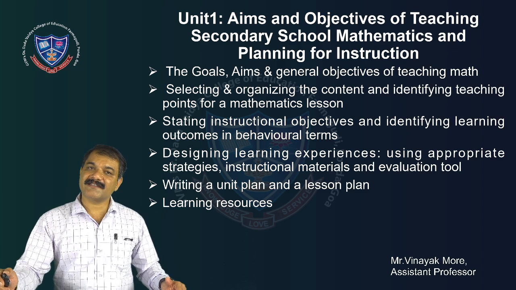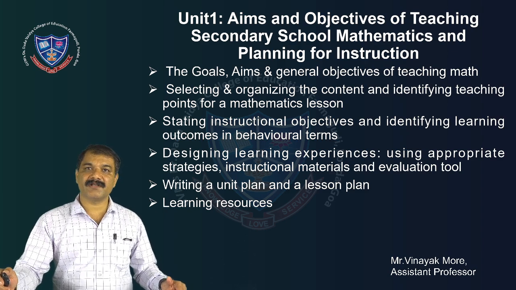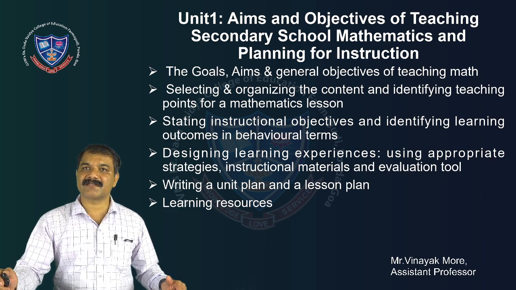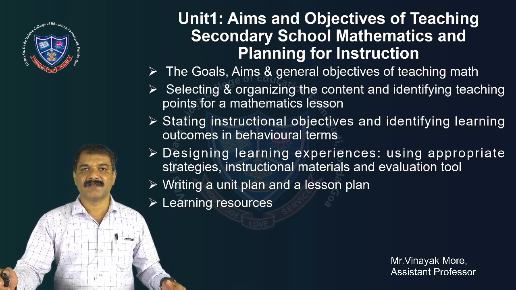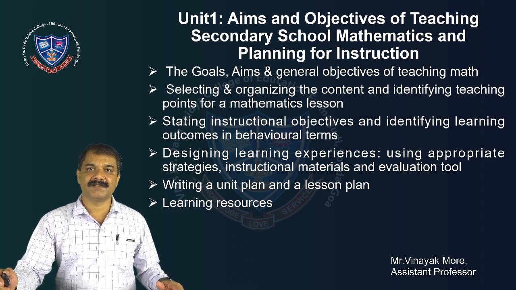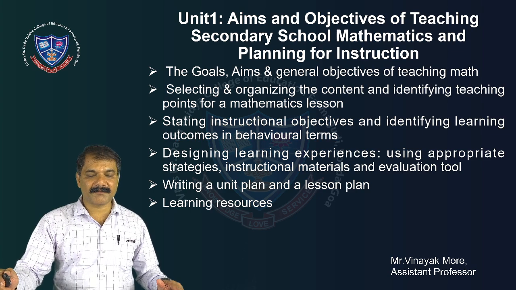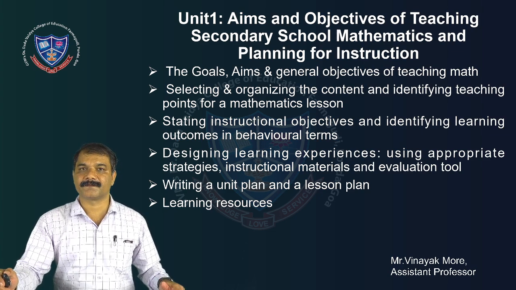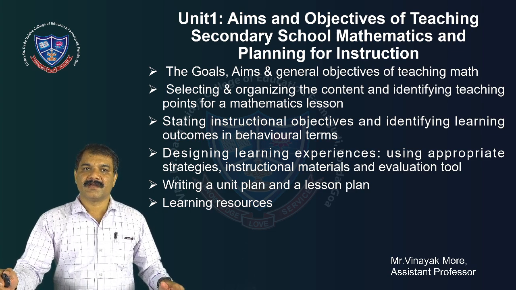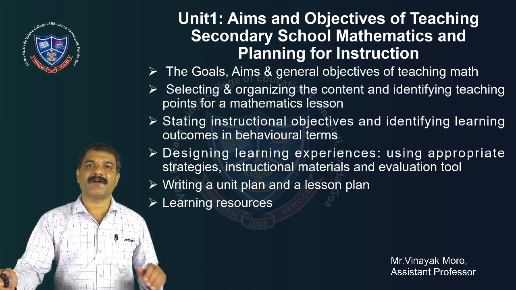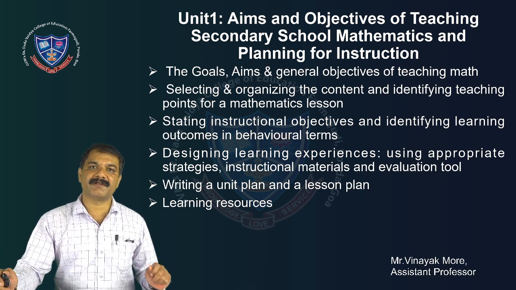This subject has 7 units. The very first unit is called Aim and Objectives of Teaching Secondary School Mathematics and Planning for Instruction. In this unit, you will learn the goals, aims and general objectives of mathematics at secondary level. You will also learn how to identify teaching points from a given textbook.